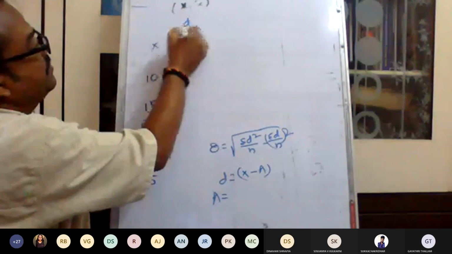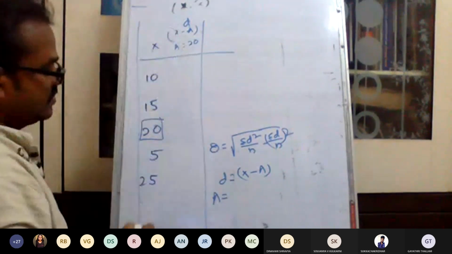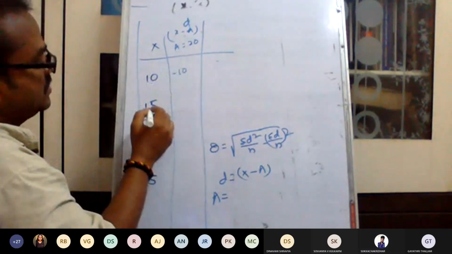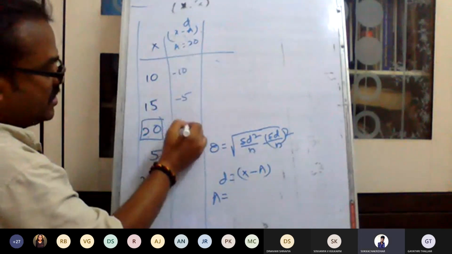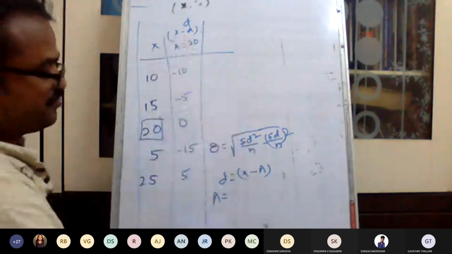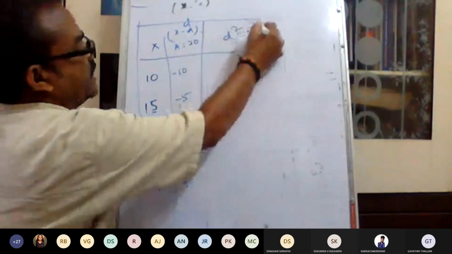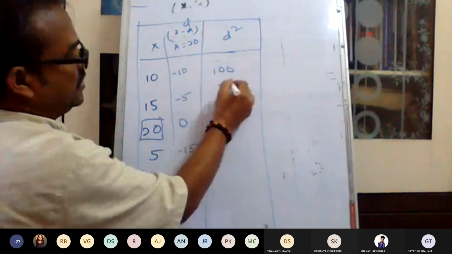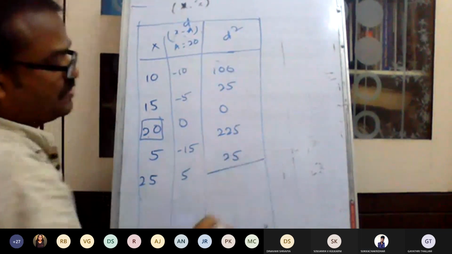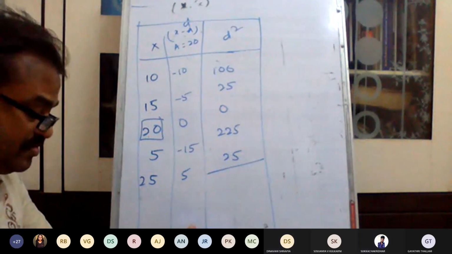So d is x minus A, where A is equal to 20. 10 minus 20, minus 10. 15 minus 20, minus 5. 20 minus 20, 0. 5 minus 20, minus 15. 25 minus 20, 5. d square: 10 into 10, 100. 25, 0, 225, 25. Correct or wrong? Values are correct.